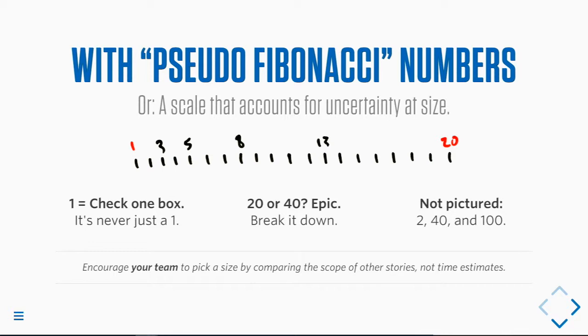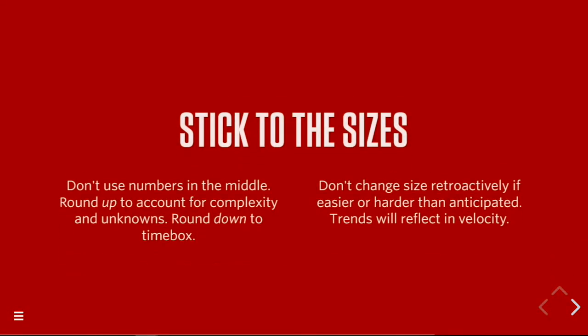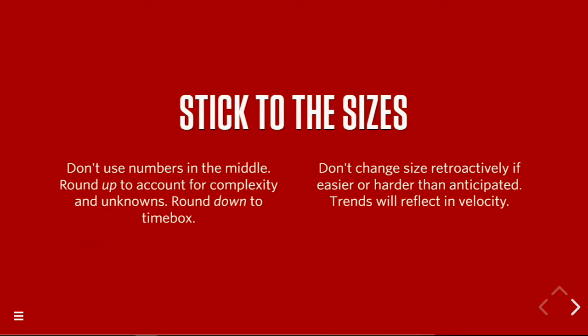But encourage your team to pick a size by comparing scope of other stories, not time estimates. And then stick to those sizes. It's not a 6. It's not a 10. Don't use the numbers in the middle. Round up to account for complexity and unknowns, and round down if you want to put boundaries around the complexity.